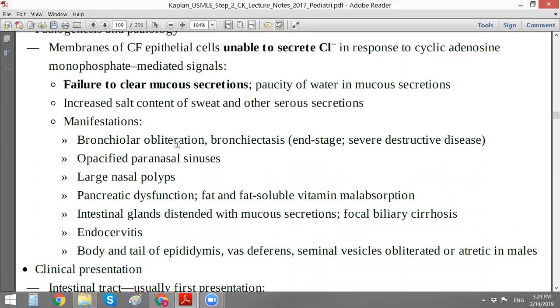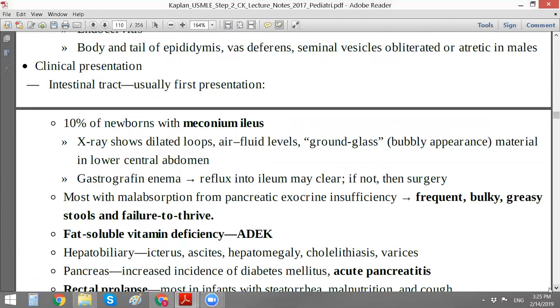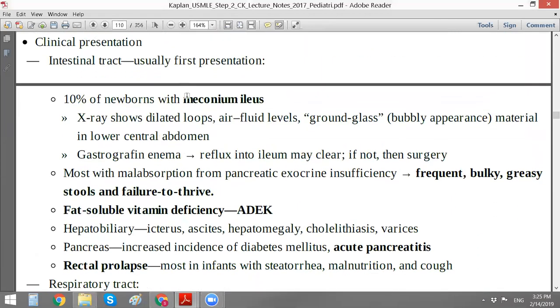Manifestations are bronchial obliteration and bronchiectasis, opacified paranasal sinuses, nasal polyps, pancreatic dysfunction, fat and fat-soluble vitamin malabsorption, intestinal glands distended with mucus secretions, focal biliary cirrhosis, endocervicitis, and the vas deferens and epididymis obliterated in males. The intestinal tract is usually first: 10% will have meconium ileus, then prolonged jaundice. X-ray shows dilated loops, air-fluid levels, and a ground-glass appearance in the lower central abdomen, as in meconium ileus.